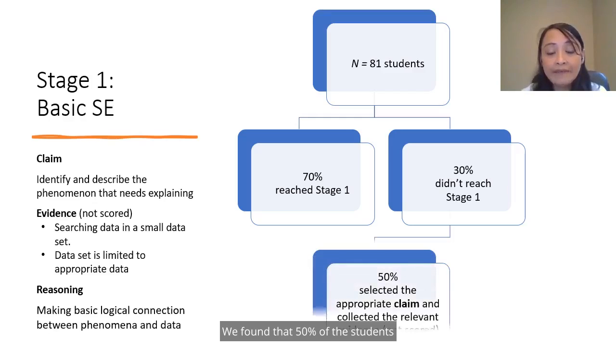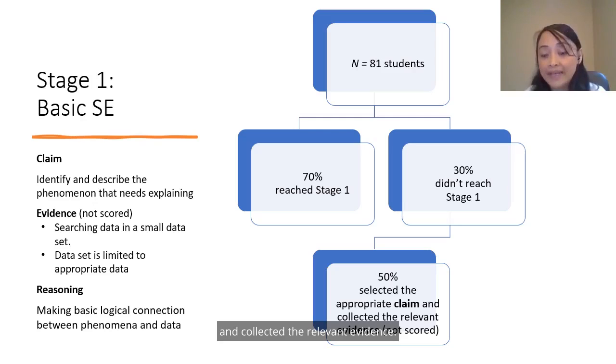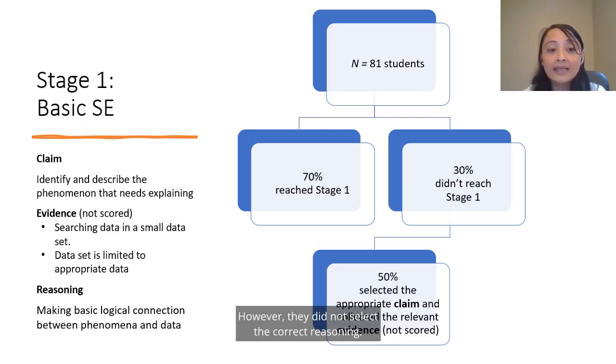And we found that 50% of these students who did not reach stage 1 actually selected the appropriate claim and collected the relevant evidence. However, they did not select the correct reasoning. So even though they have the correct claim and the appropriate evidence, they did not get any score in this task because only those who got both claim and reasoning correct will receive full credit.